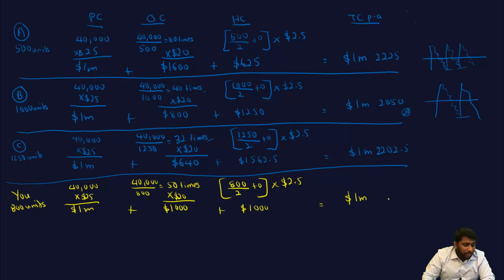Now let's see the total cost according to your opinion: $1,002,000. Previously you said manager B gave the best opinion. If I proceed with manager B's opinion, my total cost will be 1,002,050. Now you went to that company and gave an opinion to purchase 800 units. If they purchase 800 units per order, the total cost per annum will be 1,002,000.